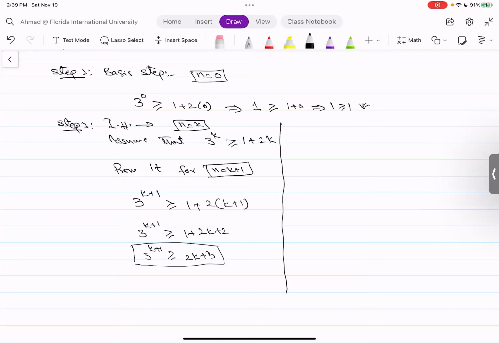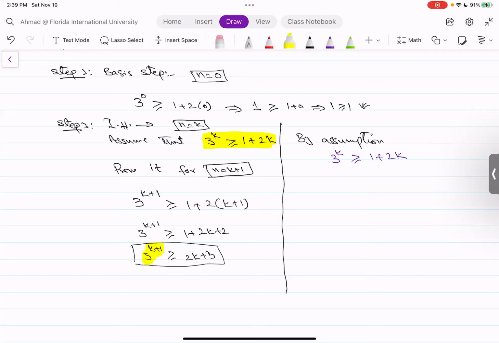So to prove it, I will use my induction hypothesis, which is this one. This is my assumption, which we have assumed already. So by assumption, I have 3 to the power of k is greater than or equal to 1 plus 2k. Then I have to make it into something that we can prove. So what I'm going to do now is multiply both sides by 3, because my goal is to reach 3 to the power of k plus 1. That is my first goal.